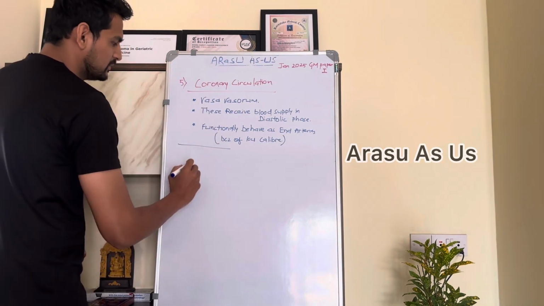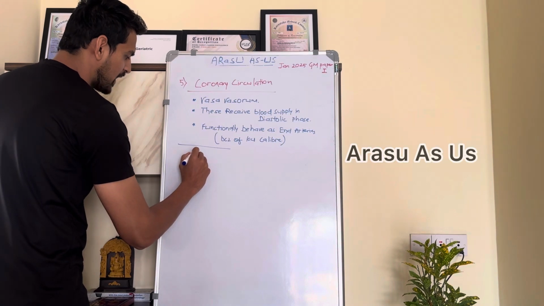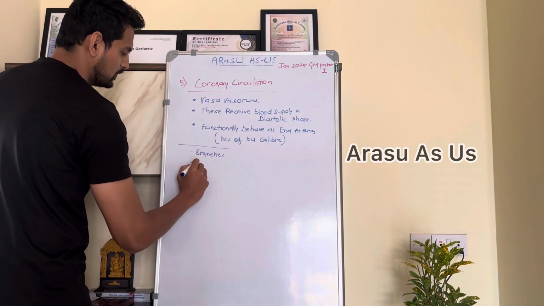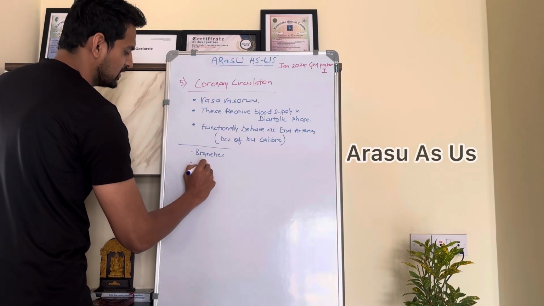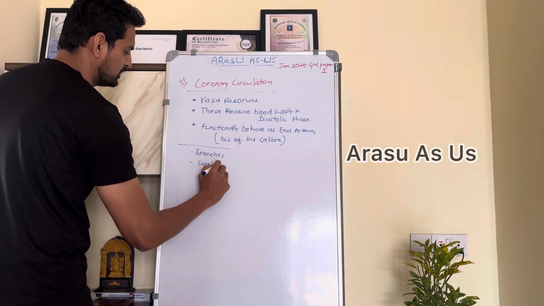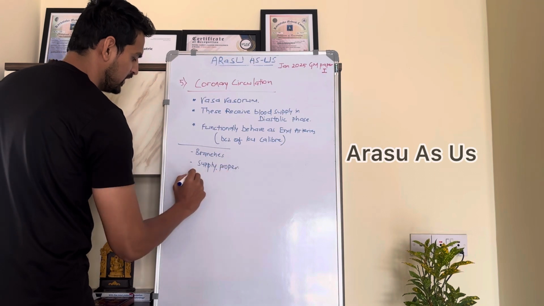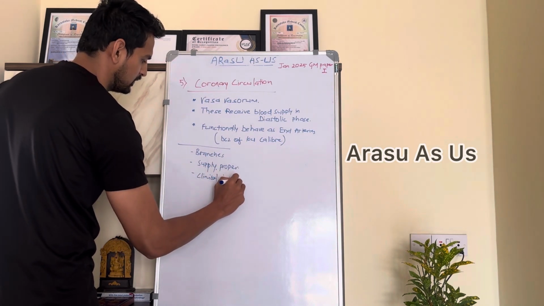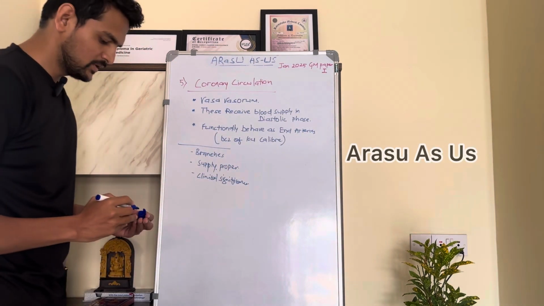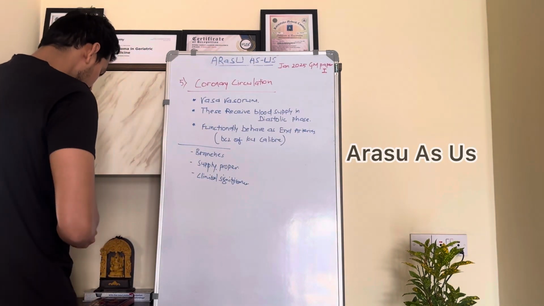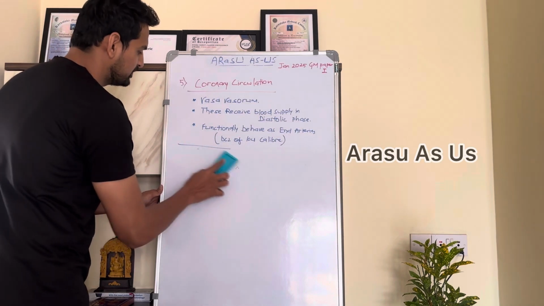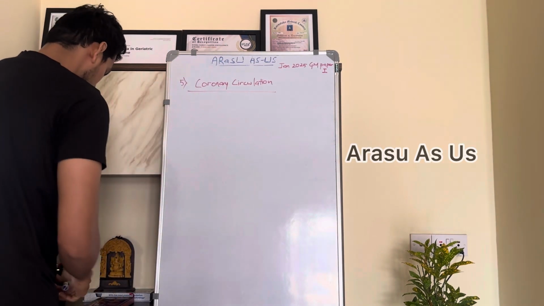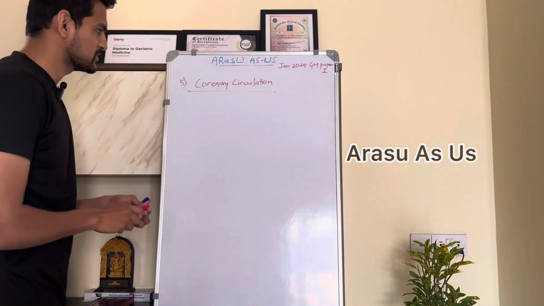Then we will deal with what the branches are and how they will be supplying the heart proper, and some clinical significance. So this will be the pattern of the answer. Coming to the branches, a schematic diagram needs to be understood first.